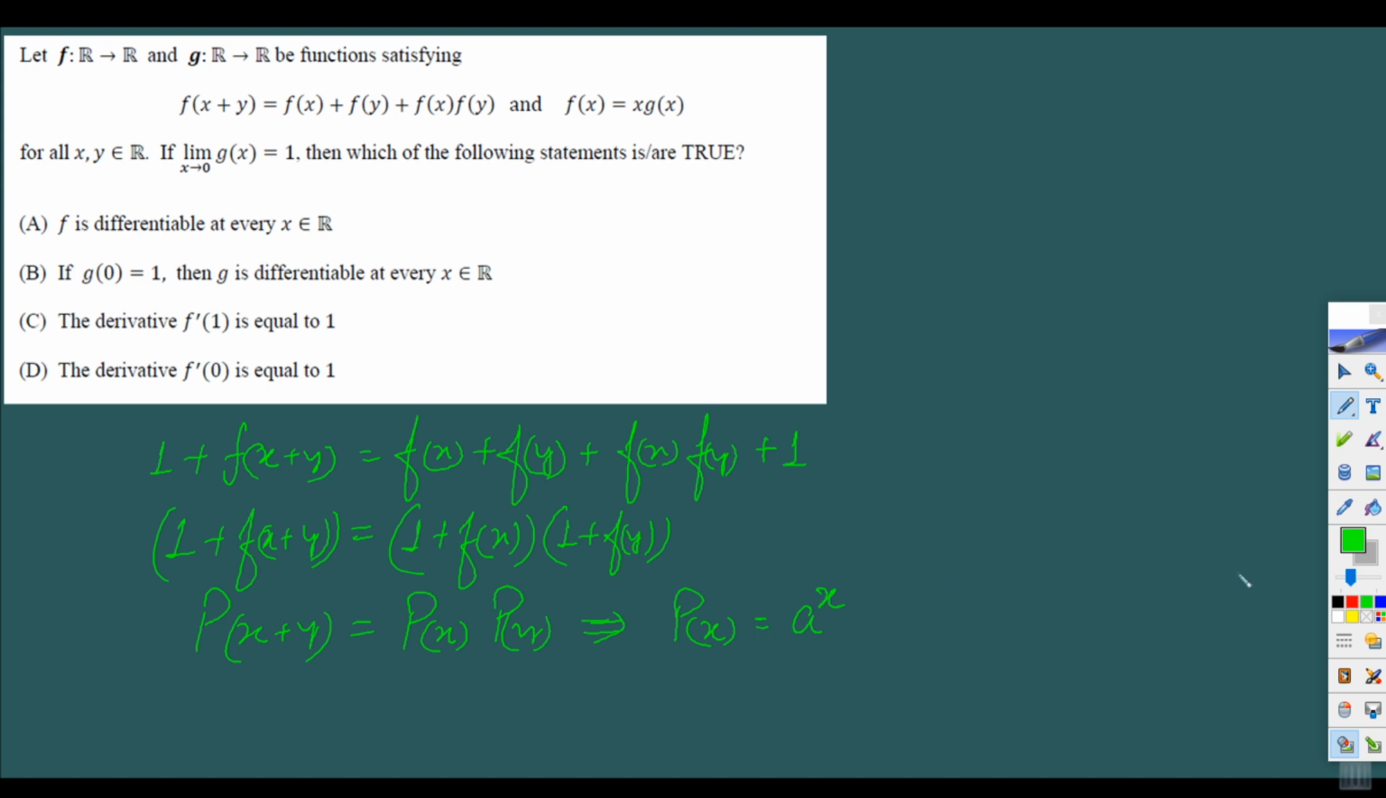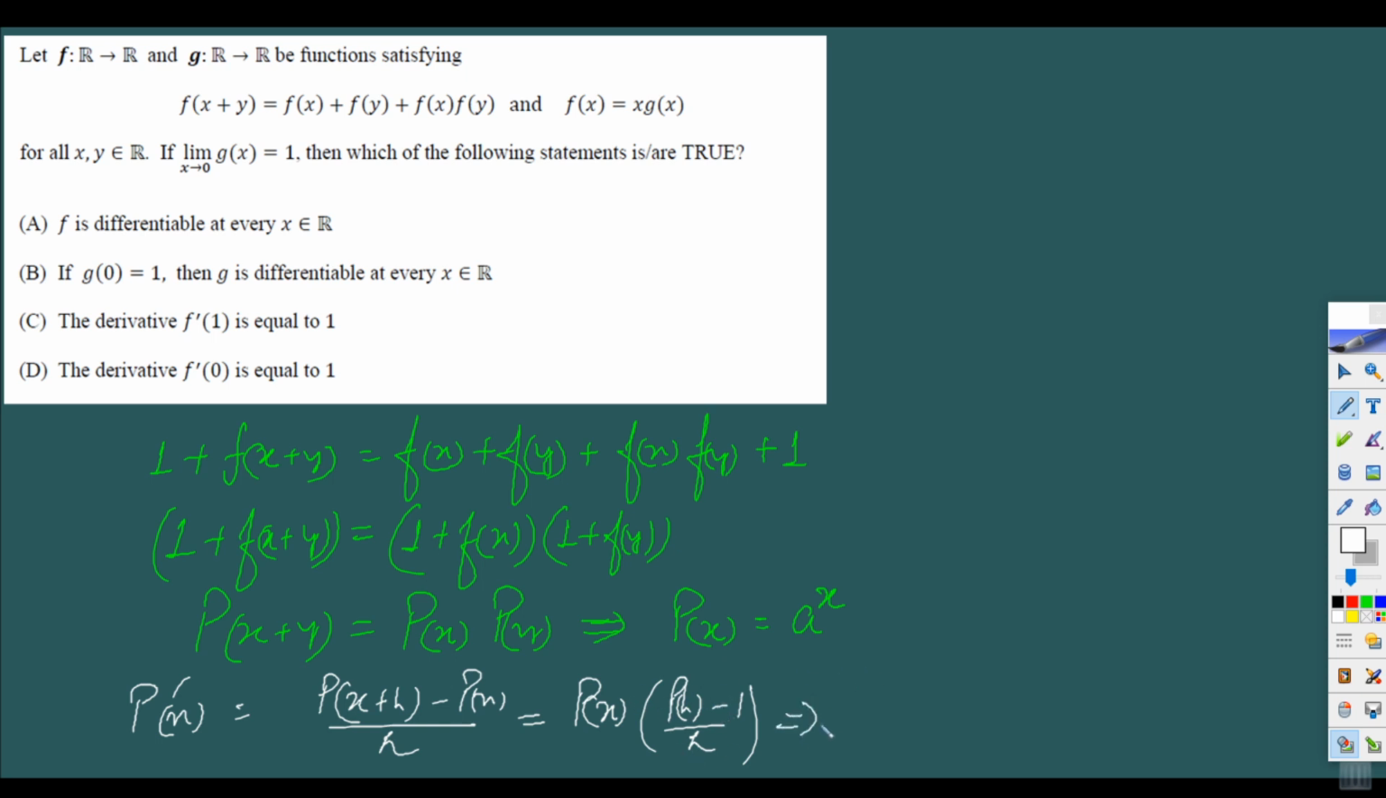How do we get this? Although this is an objective type fast track paper, p dash x would have been written as p of x plus h minus p of x upon h. P of x plus h with this equation would have been p of x into p of h. So if you take p of x common, this becomes p of h minus 1 upon h. Now this basically is a constant with respect to x. So you get dp by dx is equal to some constant times p. When you solve the differential equation, ln p is equal to some constant times x, so p is equal to some constant raised to x.